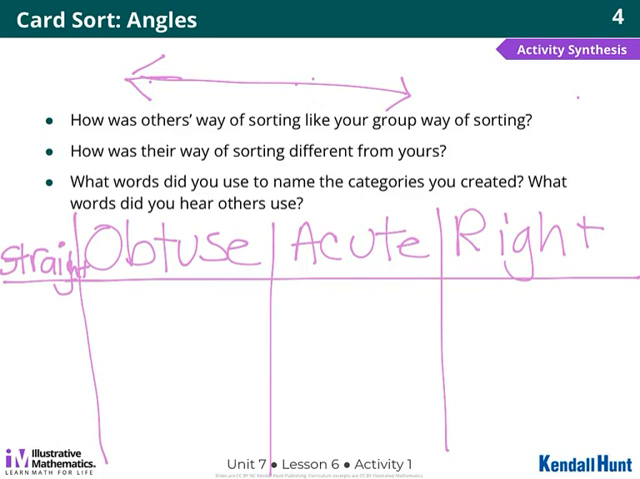Oh, is that really what the definition is? Yeah. Oh, you guys, man, Mrs. Fausel really taught you guys a lot. So it would not be obtuse, would it? A straight angle is its own category.